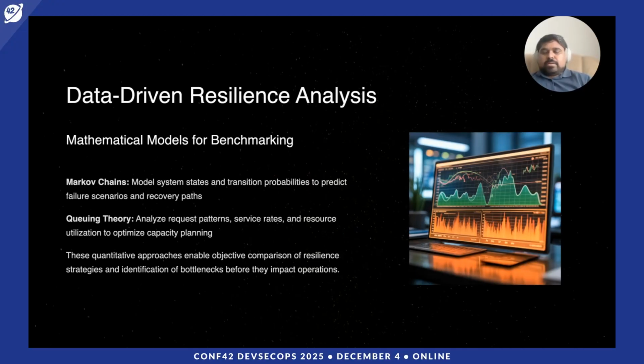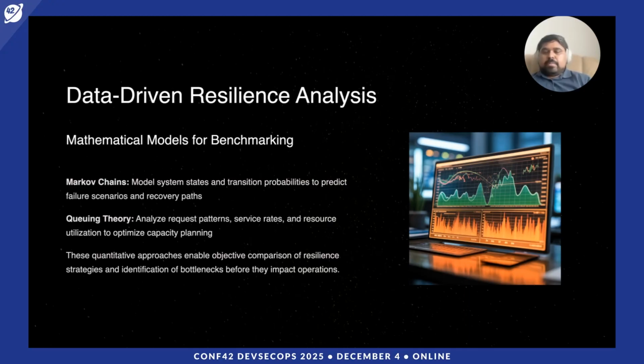There are two mathematical models. The first one is Markov chains. They model system states and transition probabilities to predict failure scenarios and recovery. For example, state A is healthy, where there is a 95% chance it stays healthy and a 5% chance it fails. State B is degraded, with a 60% chance it recovers and a 30% chance it fails completely. And state C is failed, where there is a 100% chance it must recover.